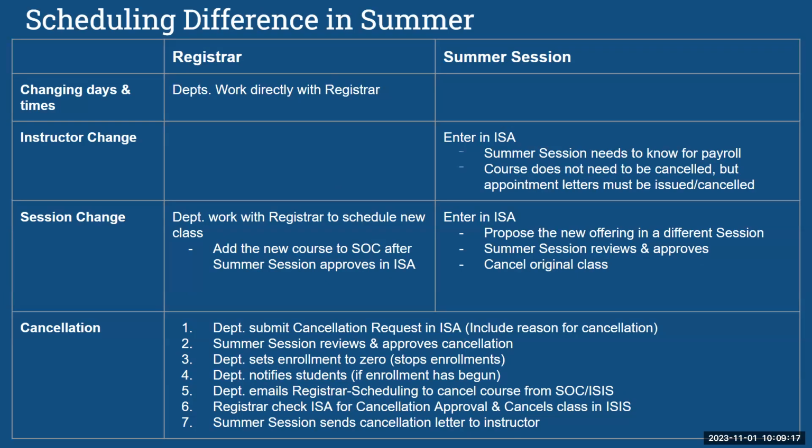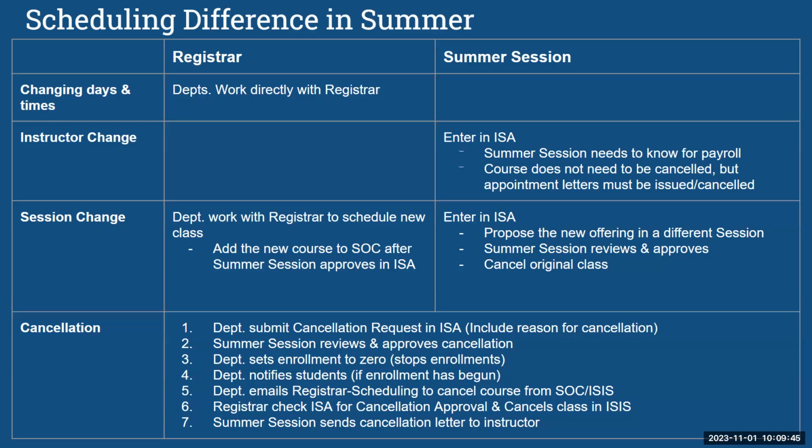Okay, so you're going to use the ISA to build your schedule like you normally do in fall, winter, spring. We have this extra step in the summer session schedule builder, which we'll get to in a minute. But after you submit your schedule, if you're changing days and times of courses, summer session doesn't need to be involved in that process. So you'll just email the registrar directly like you would during fall, winter, spring.